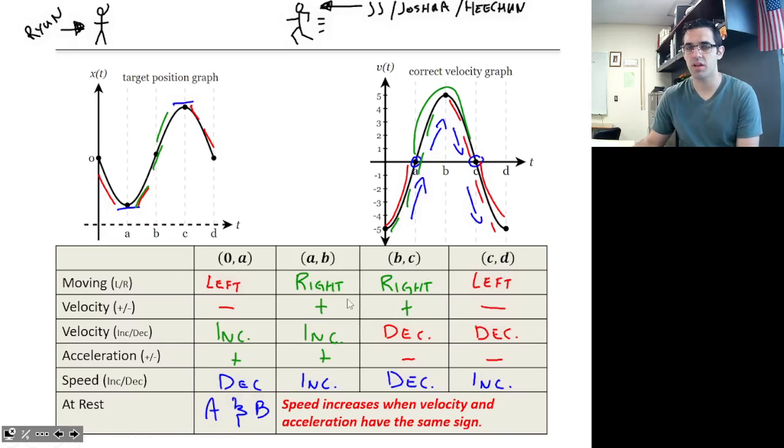And we could talk about all this information from the position graph and the velocity graph. Some of this we could talk about from either graph. So moving left versus moving right. If I look at the position graph, if we're decreasing, then he's moving to the left, as in the distance between JJ / Joshua / Hichan and Yoon is getting smaller. As it's going up, that means the distance between the two is increasing. So this from A to B and B to C is when JJ is moving to the right, and then again C to D is moving left.